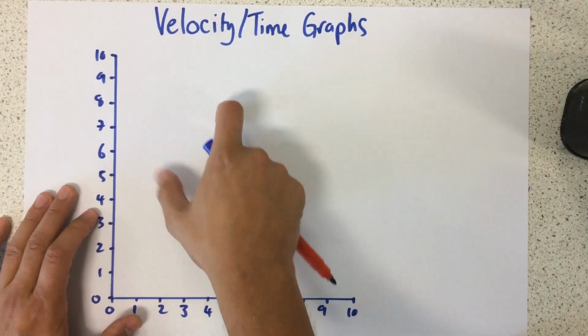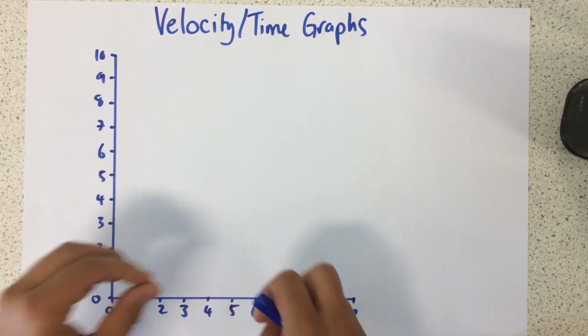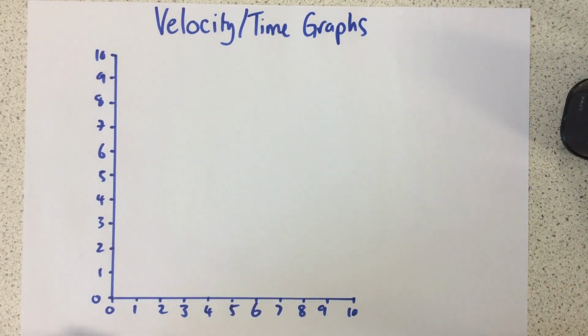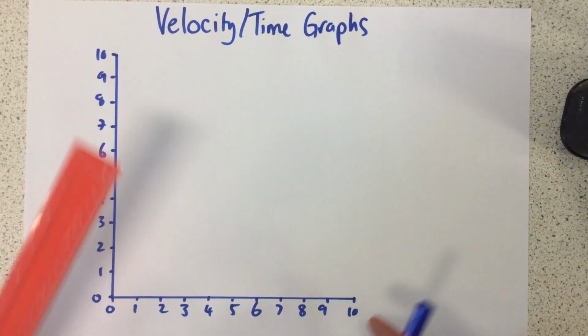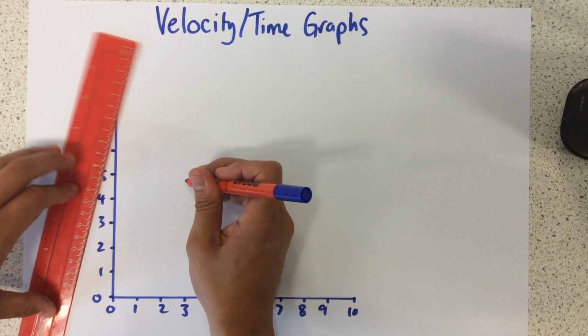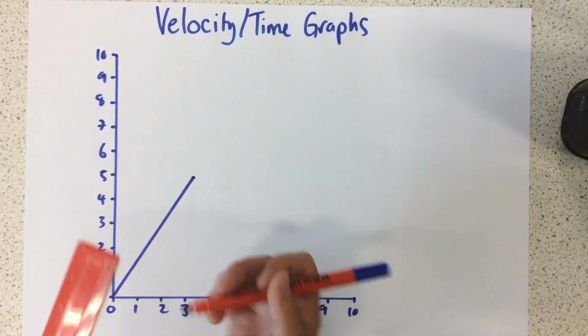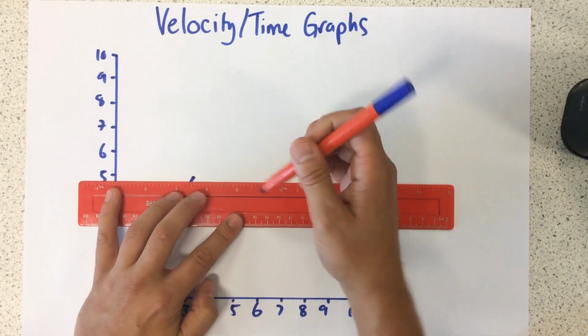Okay, today I'm going to talk to you about velocity time graphs. I'm going to show you a few features of a velocity time graph, and I'm going to show you how to calculate the total distance travelled. So what I'm going to do to begin with is just draw some lines on here, and then in a minute we'll discuss what they actually mean.